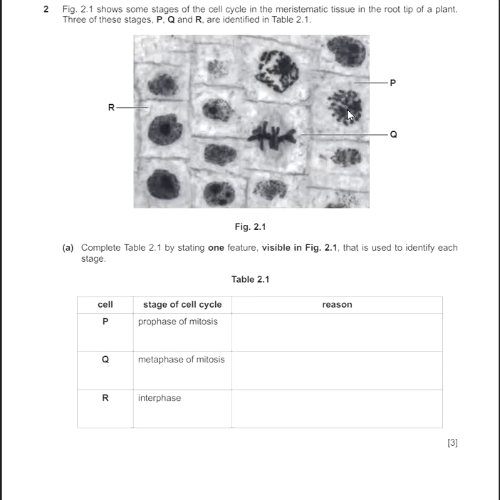Why is cell P in the prophase stage? The reason is that the chromosomes become visible here, but we cannot yet see the distinct legs of the chromosomes. We are not able to see the individual chromatids yet. So we are basically in the process of the condensation and coiling of the DNA to form the chromosomes.